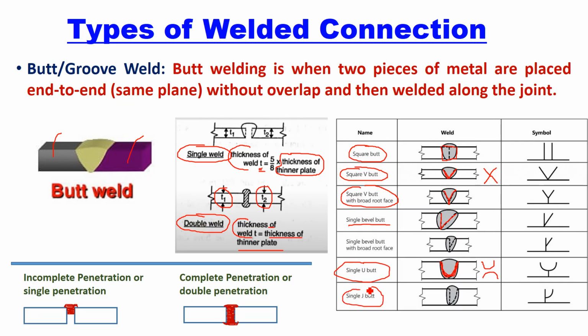There is a single J butt. If you look at this, this is J shape. This is called single J. You can have the double J also, like this. This is called a double J connection. These are the technical symbols used to represent these different types of butt weld connections, right? Square, V, U, J type. So this is butt weld connection.